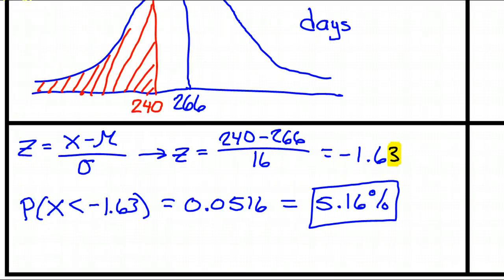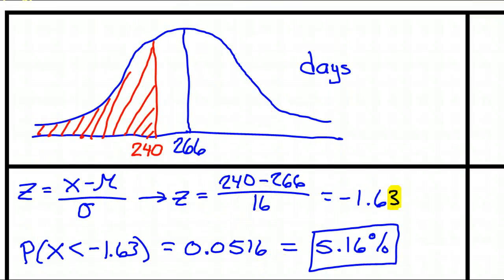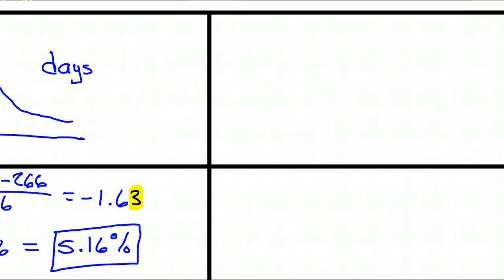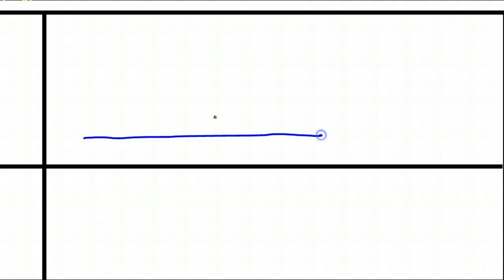Okay, so we did the picture of the original value, but now you also have to draw a picture of the standardized form with the z-scores. So go ahead and draw yourself another bell curve, another normal distribution, if you will.